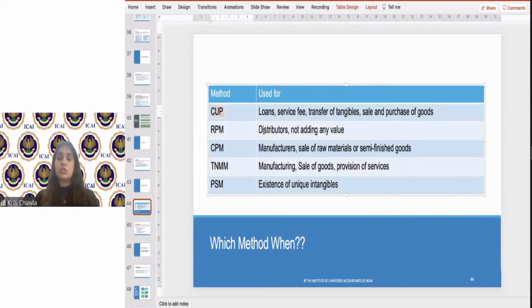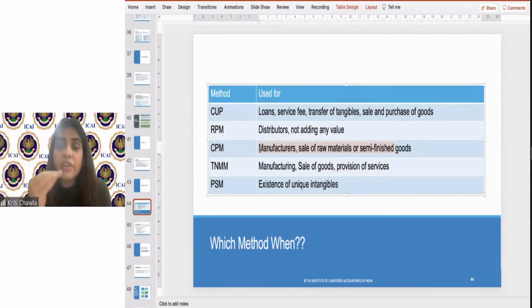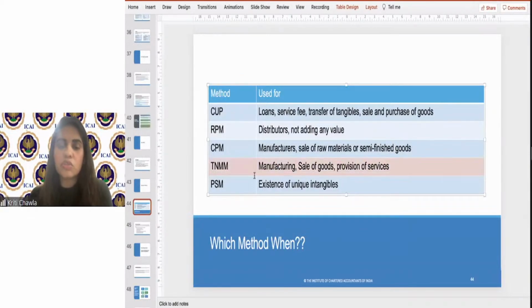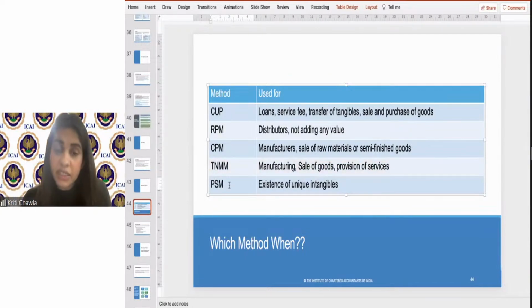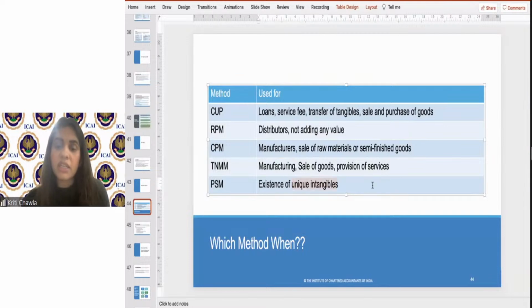RPM method is used for distributors where not much value addition is there. CPM is used for manufacturers. TNMM can also be used for manufacturing, but then you will have to show that information was not available for CPM. So you have to reject the CPM method when you are using TNMM method. The first thing for a manufacturer, maybe use the CPM method, the cost plus method, and then use the TNMM method. TNMM is easier to use because it talks about net profit. And PSM is when transactions are very, very related to each other, where there are unique intangibles.